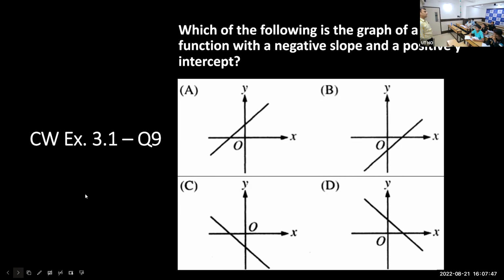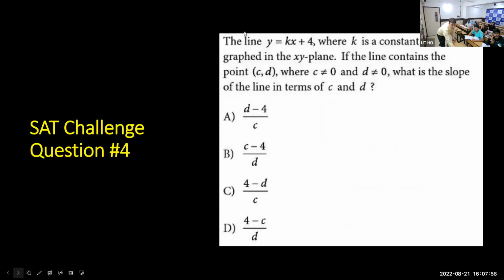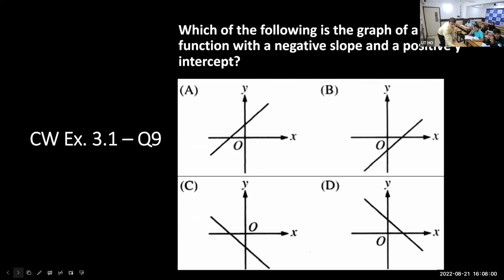Yes, what's the answer? D, Delhi. So Varshini says D. Sara Mohapatra, what do you say? D. Okay, and what about Soham? So, which of the following is the graph of linear function?